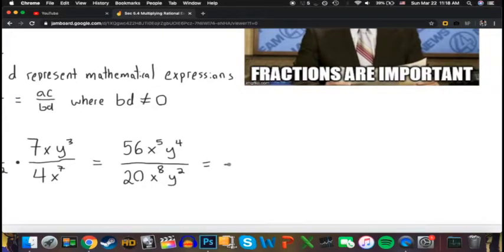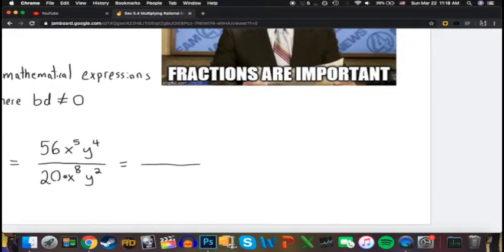Now this is where you get to apply simplifying those expressions. So again, we just focus one component at a time. If you examine 56 and 20, you can tell that both of them are divisible by 4. So 20 divided by 4 gives you 5 over here, and then 56 divided by 4 is going to give you 14 up top. And now since you're dividing between these variables, then the exponents are going to subtract from each other. So we do a 5 minus 8 for x. That's going to be x to the -3rd. And then y to the 4th divided by y to the 2nd is going to give you y squared on bottom.